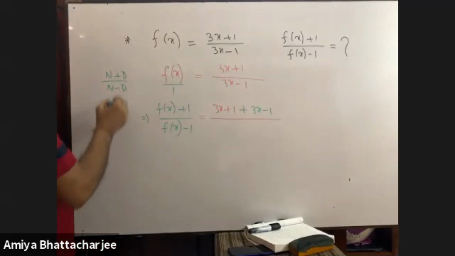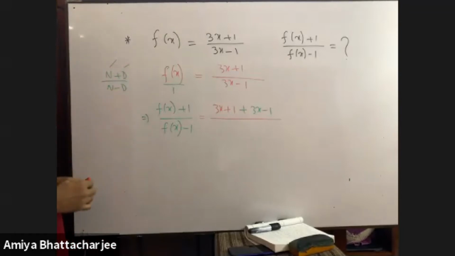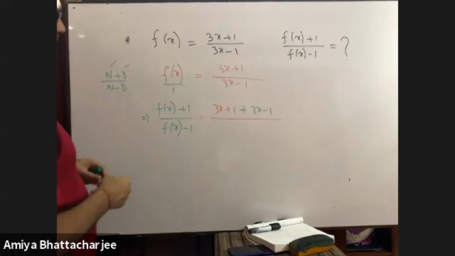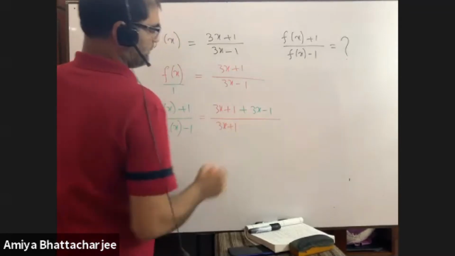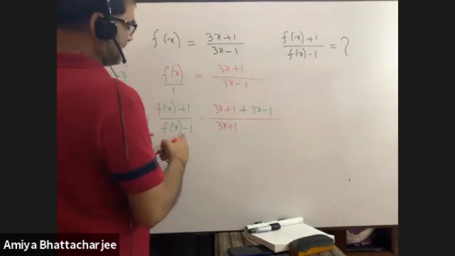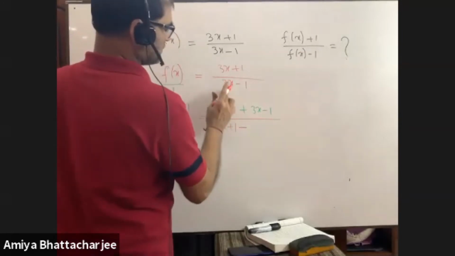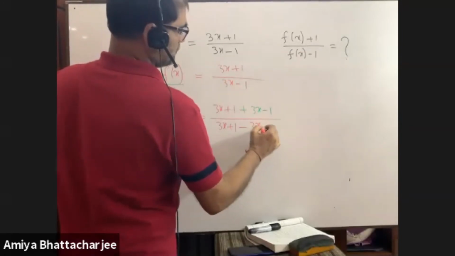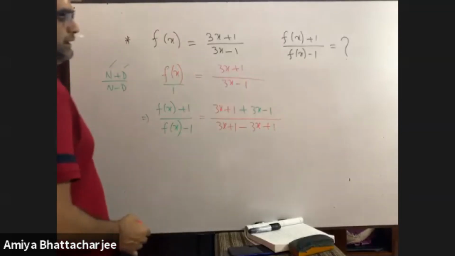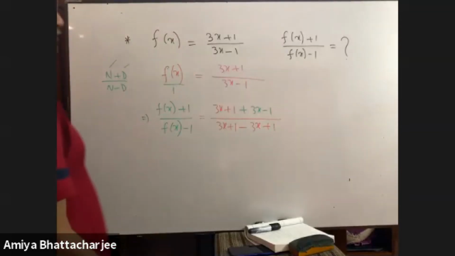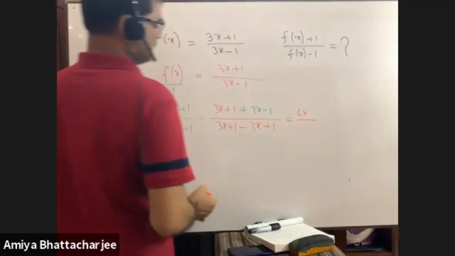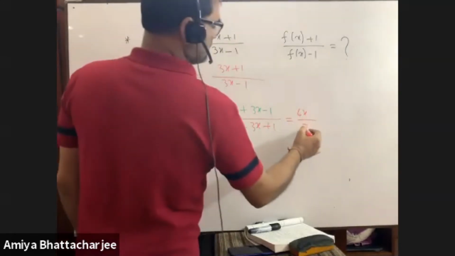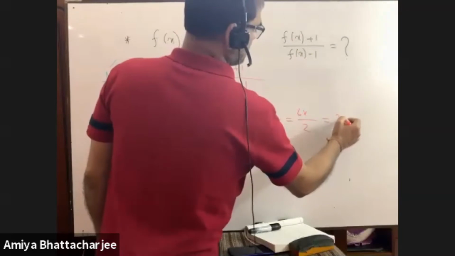What I have written here, numerator plus denominator, by numerator minus denominator. What is the numerator? This is the numerator. Then what is the denominator? Minus 3x plus 1. Now you calculate what will be our result. 6x by 2, so we are left with 3x as the answer.